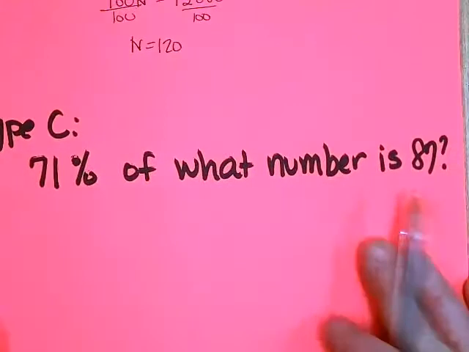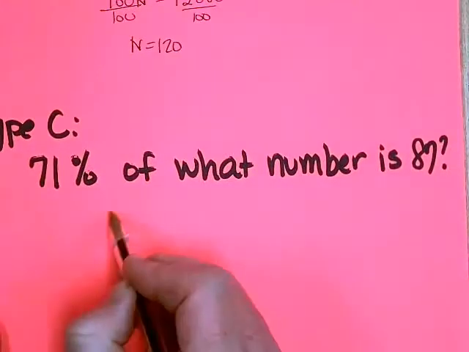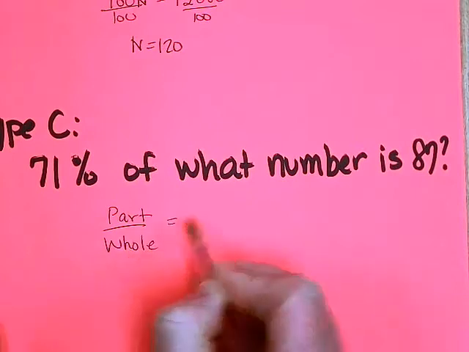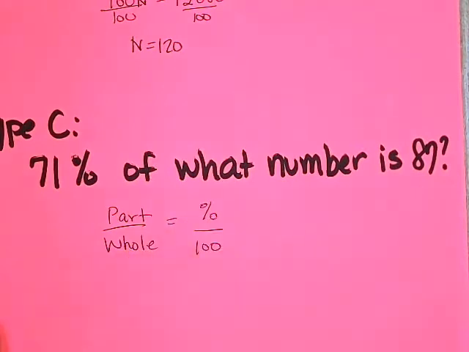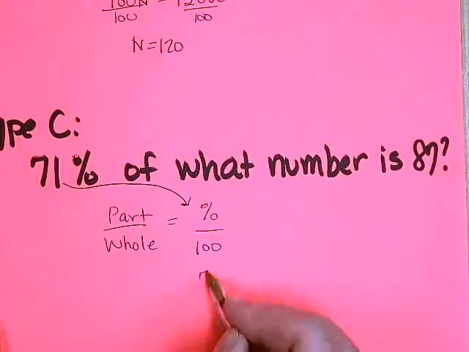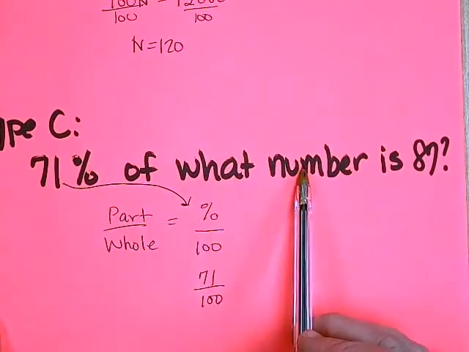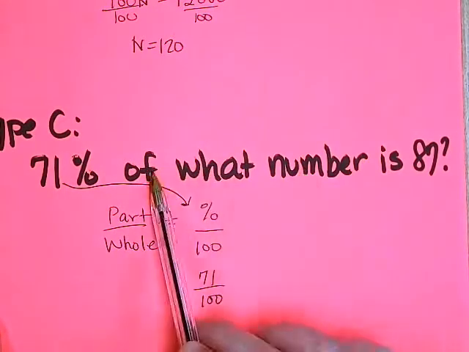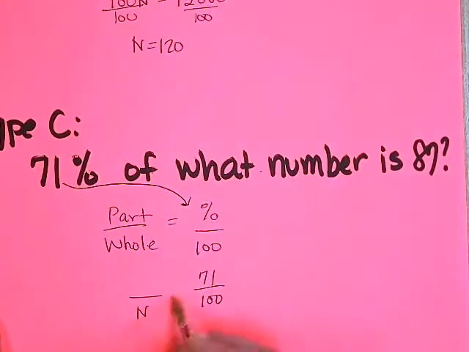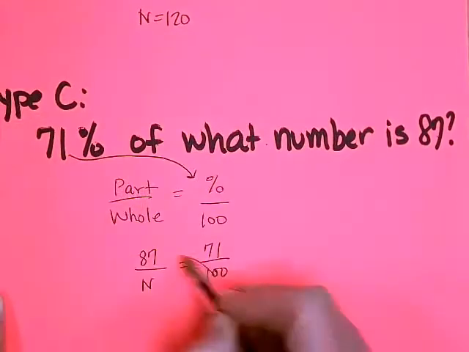71% of what number is 87? Start this the same way. Part over whole is equal to percent over 100. We know the percent in this problem. It is 71. Of what number? We do not know the whole. Whole is going to come right after of. We don't know what it is, so we're going to need a variable there. 87 is the part. So we use our cross products.